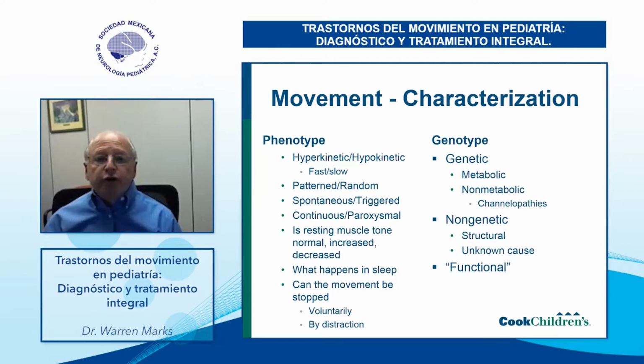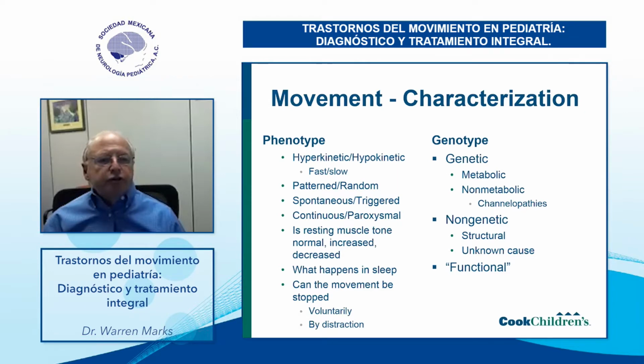So from the phenotypic perspective, or what the movement looks like, the questions are, is it a hyperkinetic, overactive movement, or a hypokinetic, underactive movement? And if it's hyperkinetic, is it a fast movement or a slow movement? Is it a pattern movement? Is it random? Does it occur spontaneously? Is it triggered by something? Is it there all the time, or does it come and go? Is it paroxysmal? And what is the patient like at rest? Is their tone normal? Is it increased? Is it decreased? And movements either voluntary or by abstraction.